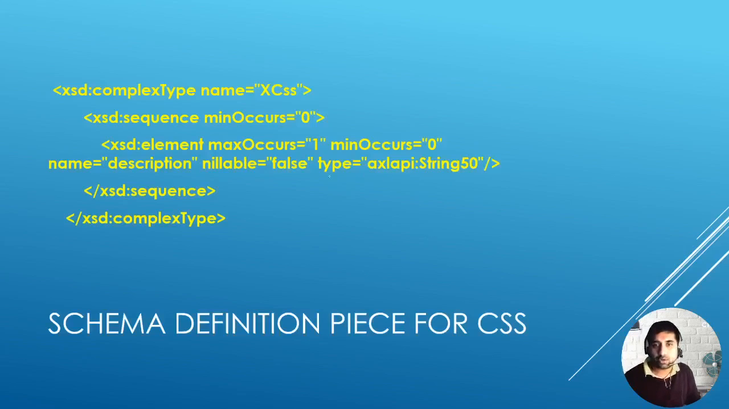You see, it also suggests the type. So it says it's a string with, I think, 50 characters. I'm not sure about this. It's 50 characters, I think, but I will have a look at it. So this is how an XML schema definition would look.